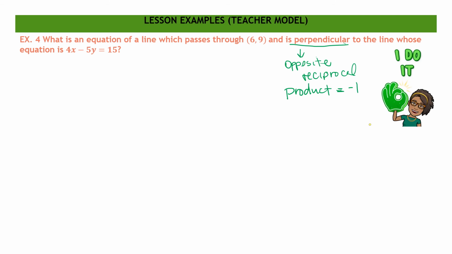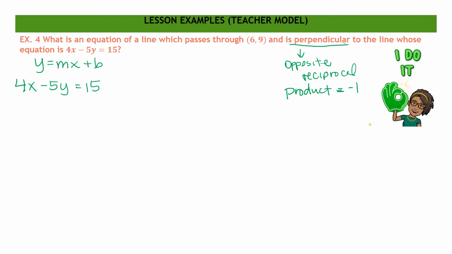So let's look at the equation that's given to us. We have 4x minus 5y equals 15. I see here that it is not in slope-intercept form. This is actually in standard form. It's not difficult, but we can rearrange this equation to find the slope a lot easier. We can rearrange it into slope-intercept form, which is y equals mx plus b, and to do that, we need to solve for y.